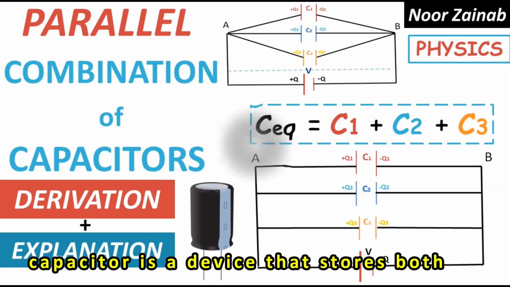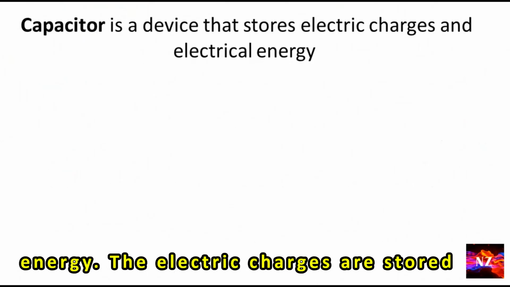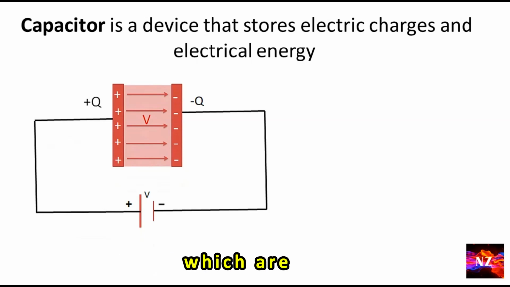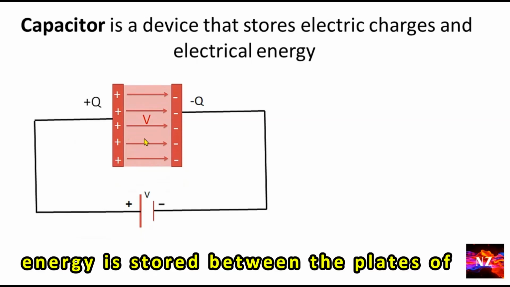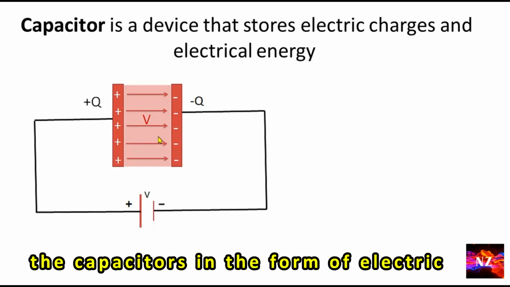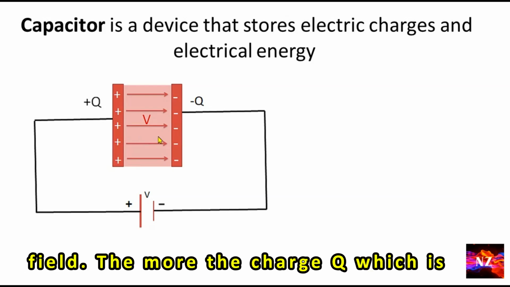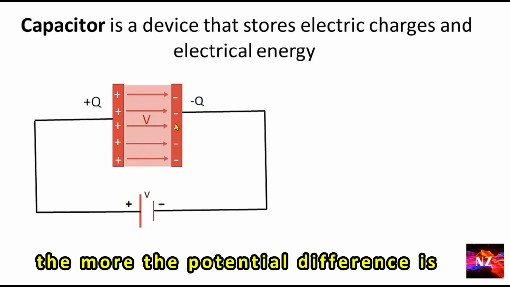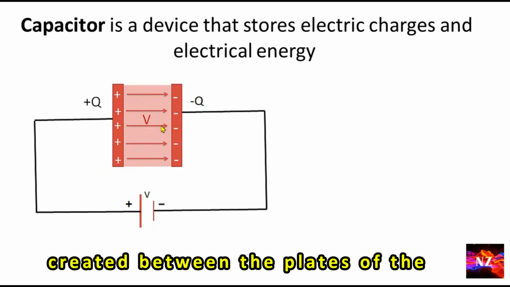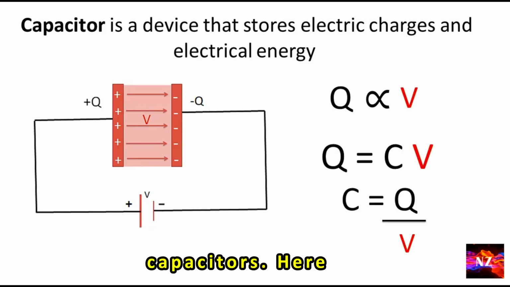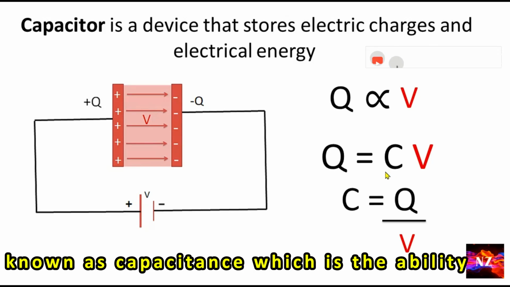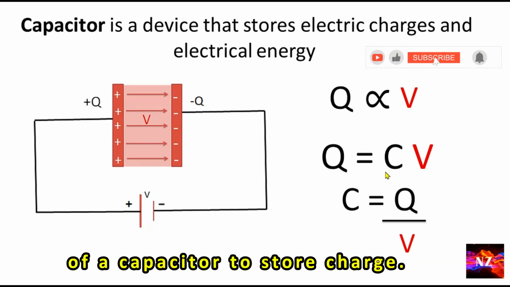A capacitor is a device that stores both electric charges as well as electrical energy. The electric charges are stored in the plates of the capacitor, which are parallel to each other, whereas the electrical energy is stored between the plates of the capacitors in the form of electric field. The more the charge Q which is stored on the plates of the capacitor, the more the potential difference is created between the plates of the capacitors. Here C is a proportionality constant and is known as capacitance, which is the ability of a capacitor to store charge.